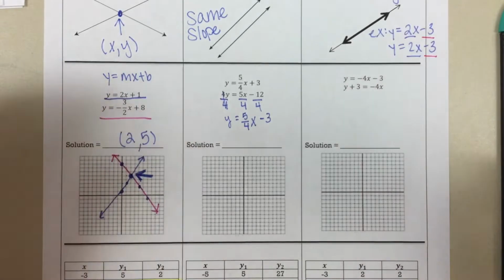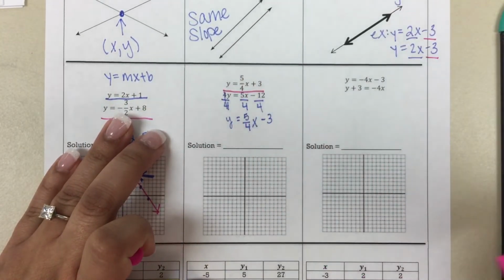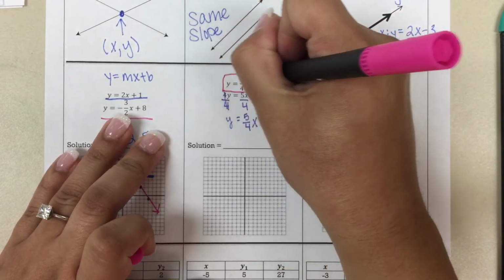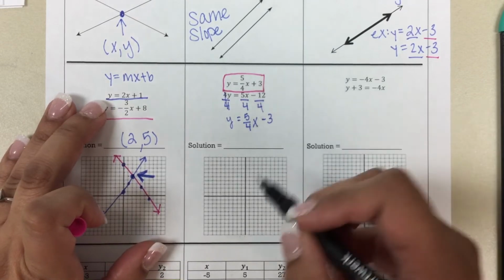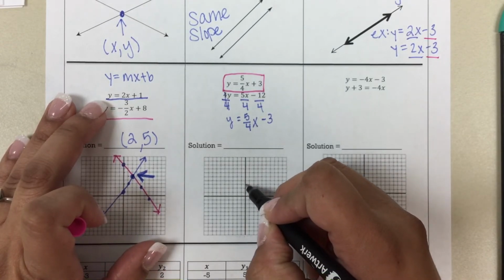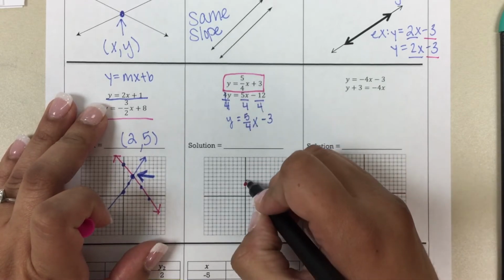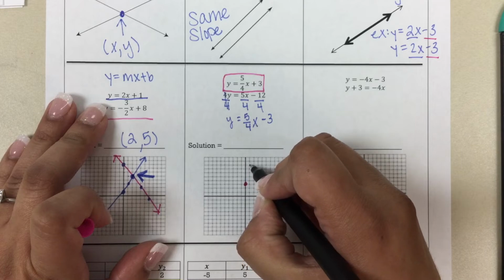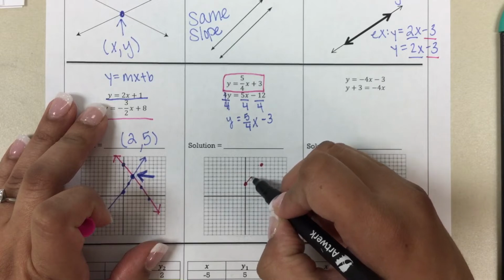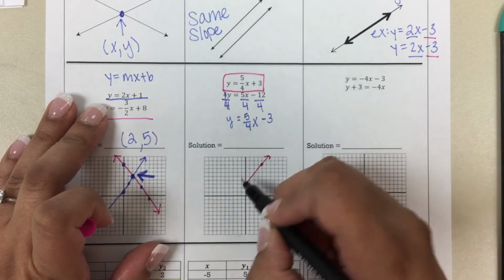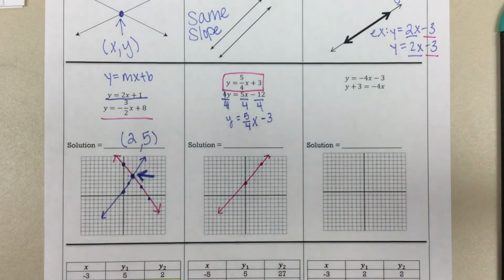So now I can graph this one. This one will be in pink. This is my beginning value. So 1, 2, 3. I'm going to go up 5, right 4. 2, 3, 4, 5. Right 1, 2, 3, 4. I can connect those dots. Okay, there's my first one.